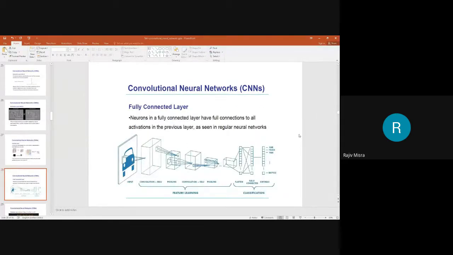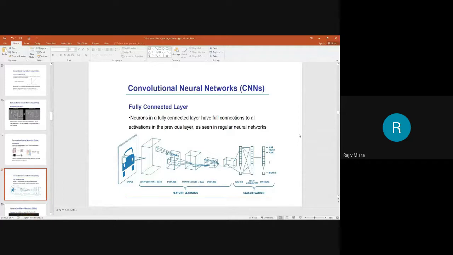Now you can see over here that the convolutional neural network has the last set of layers, which is called fully connected layers. The neurons in the fully connected layer have full connections to all activations in the previous layer, as seen in regular neural networks.